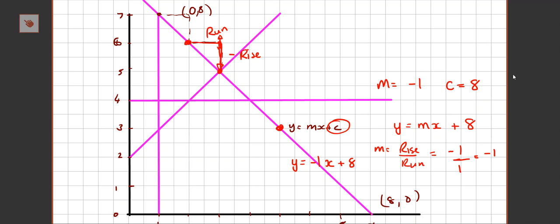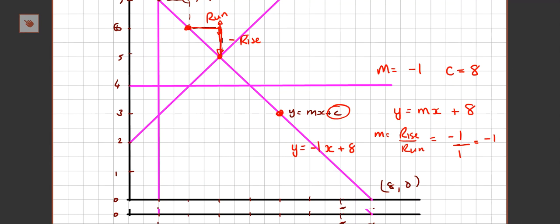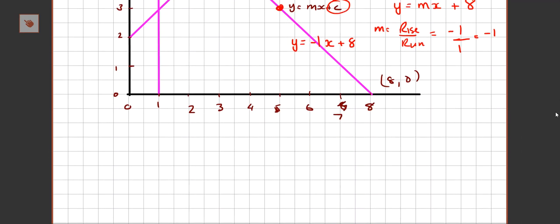So we've then got another set of information. X is greater than or equal to 1. Y is less than or equal to mx plus c, which here is y less than or equal to minus x plus 8. Y is greater than or equal to x plus 2. And y is greater than or equal to 4.